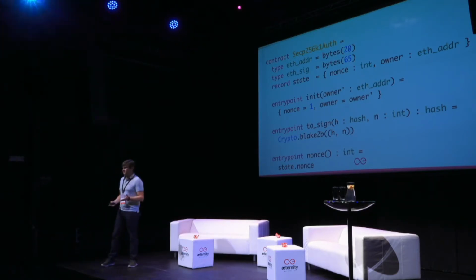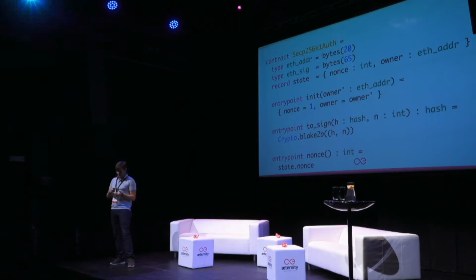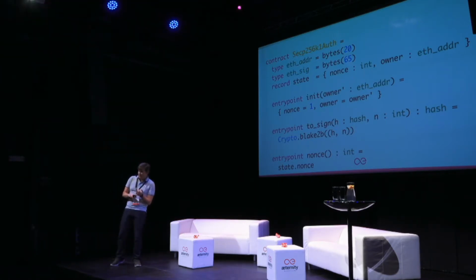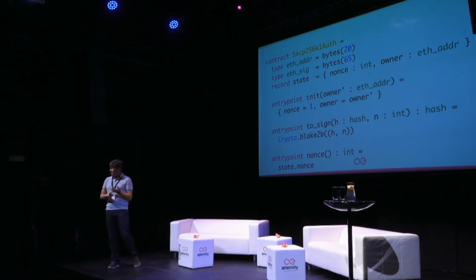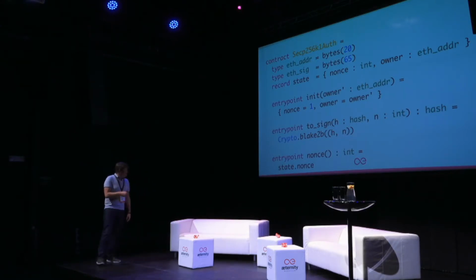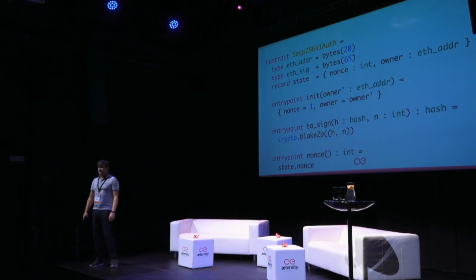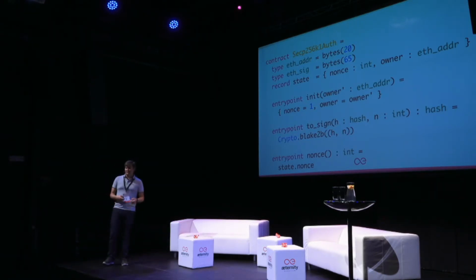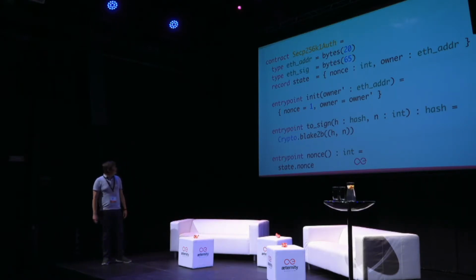So as I mentioned before, in order to keep this secure, you need to make sure that you're actually looking at the hash and also the nonce. Otherwise you could replay it, or you could make it authenticate any transaction. And there's also a convenience function to access the nonce if you have forgotten how many transactions you have already signed with this account. You can get hold of that. So far, nothing very strange.